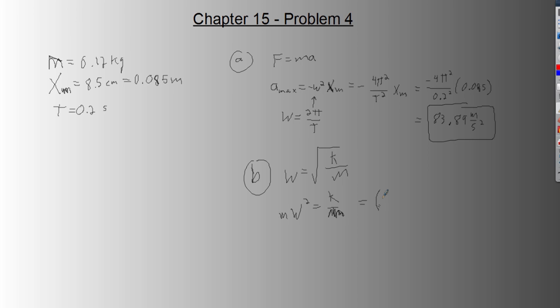We know the mass is 0.12, and we know the omega is basically this guy again up here, 2 pi over T, squared. So we'll just call it 4 pi squared over 0.2 squared, and that equals 118.4 newtons per meter. So not too shabby.